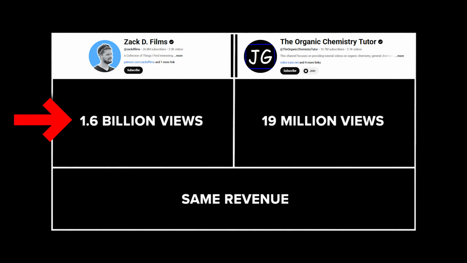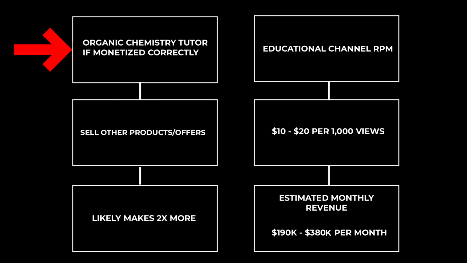One channel got 1.6 billion views and the other got 19 million. That's roughly 84 times more views, and they're making about the same amount of money. And that's just from AdSense alone. If the Organic Chemistry Tutor is monetizing correctly, they'll easily be able to sell other things from their channel and likely make twice as much.